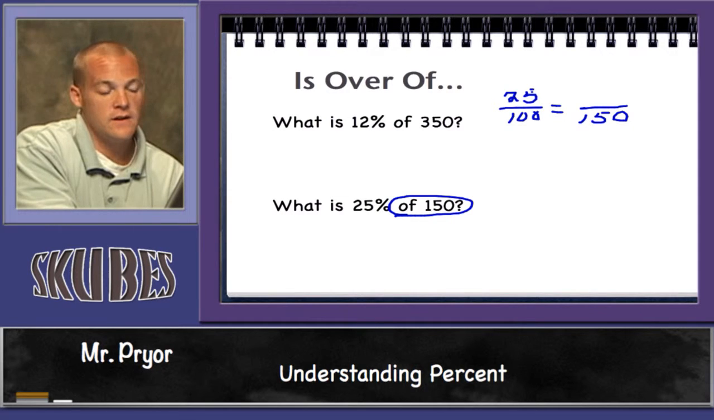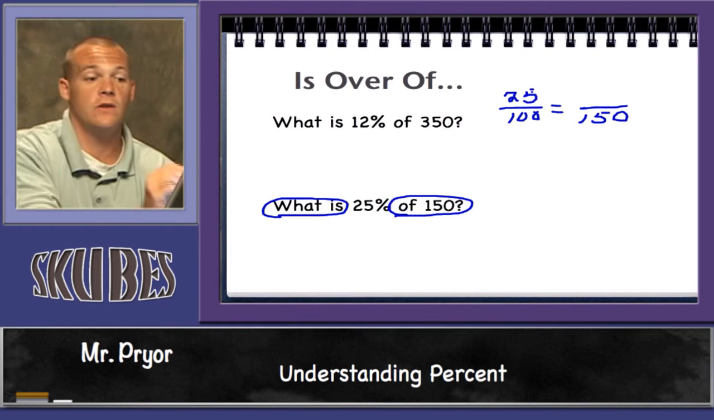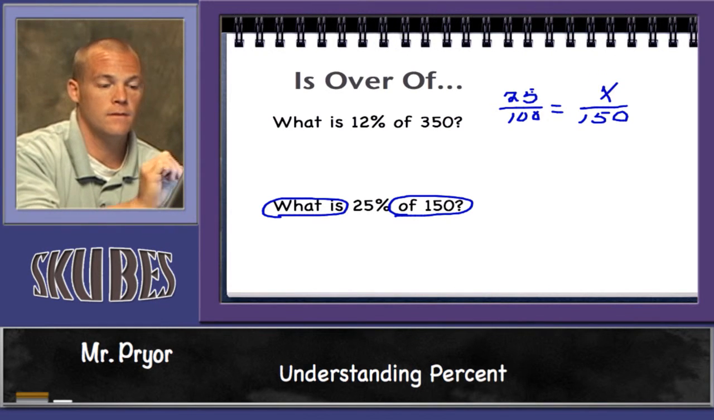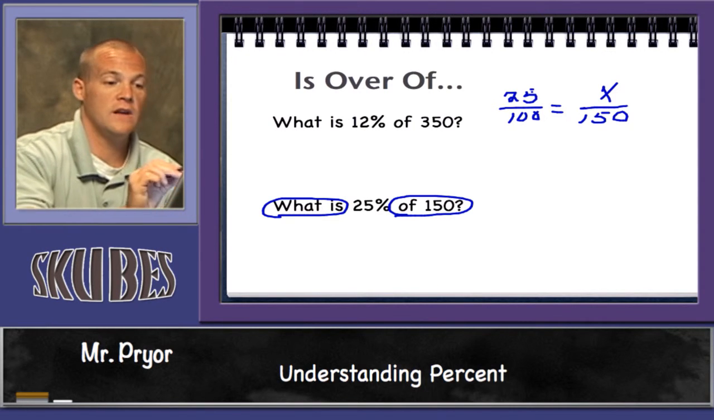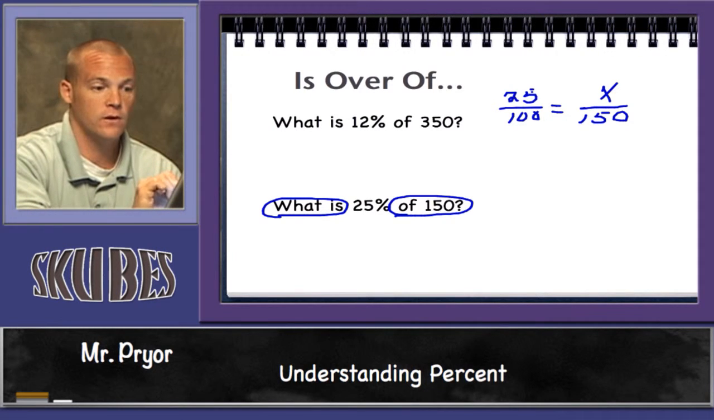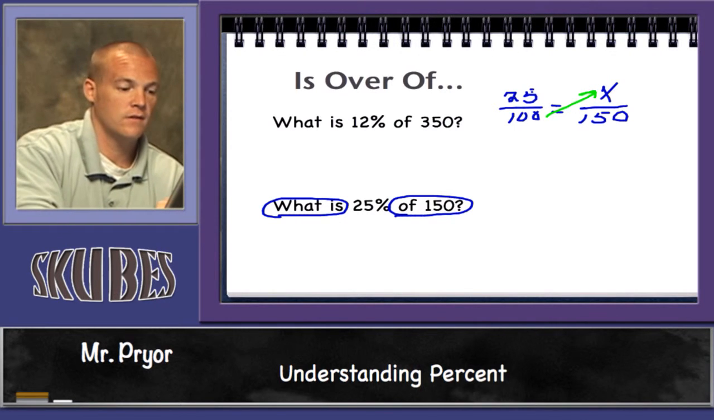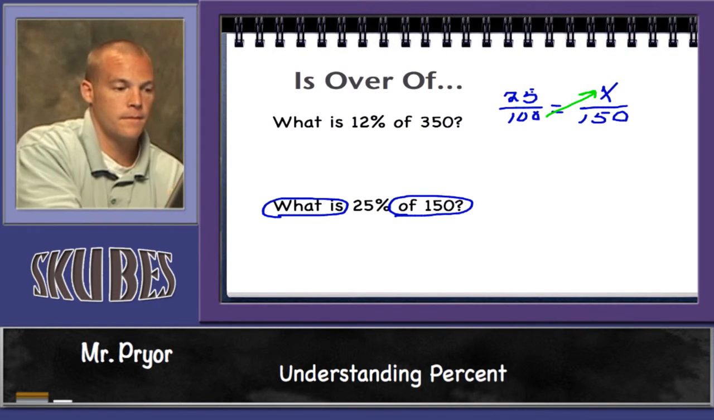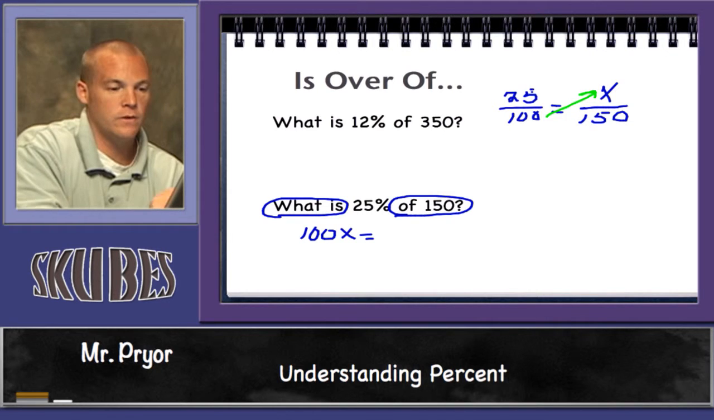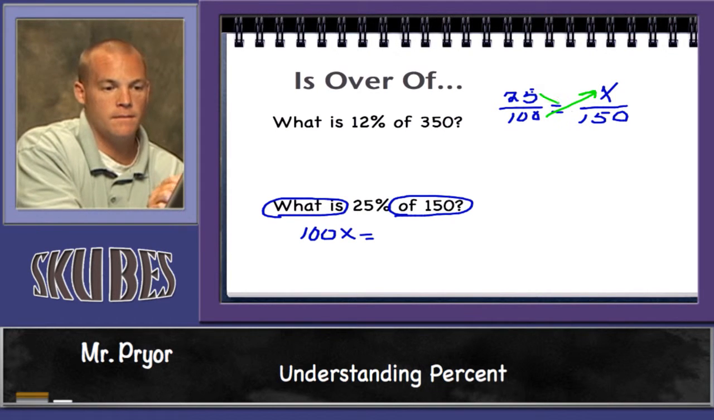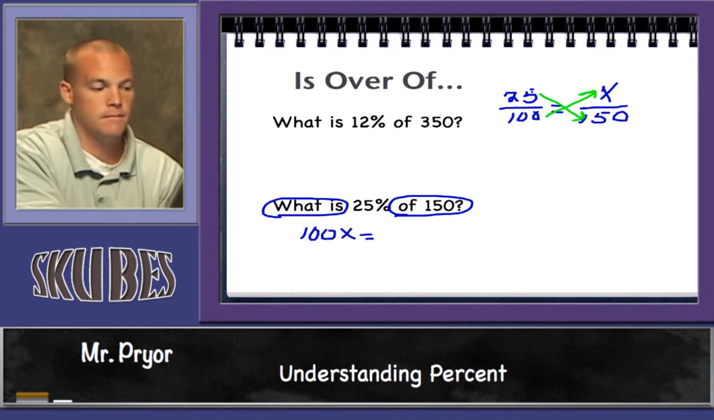What is directly next to is, which means we don't know that value. So we use a variable. In this case, I'll use x again. And then we're back to where we were before, where we need to use cross multiplication. So we're going to multiply 100 times x, which gives us 100x. And then for the other half of our equation, we will multiply 25 times 150.